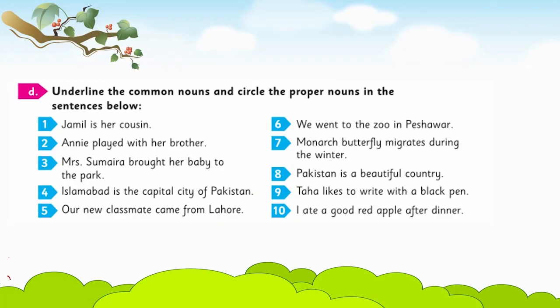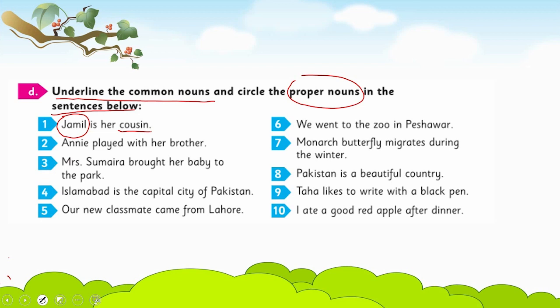Now students, you have to underline the common nouns and to circle the proper nouns from the sentences below. So the first sentence is Jamil is her cousin. Here, Jamil is the name of a particular, a specific person. That is why it is a proper noun and we have to circle it. In the same way, cousin is a common noun. That is why we are going to underline it.